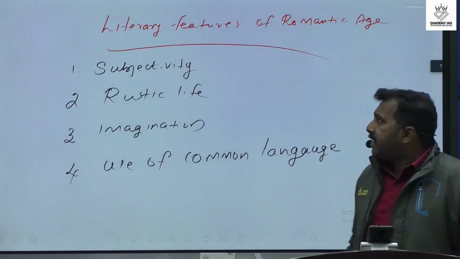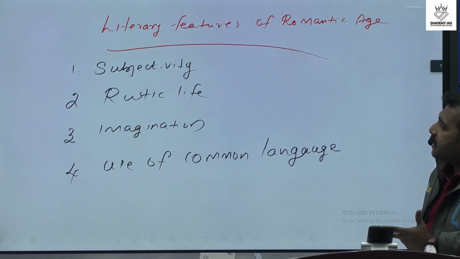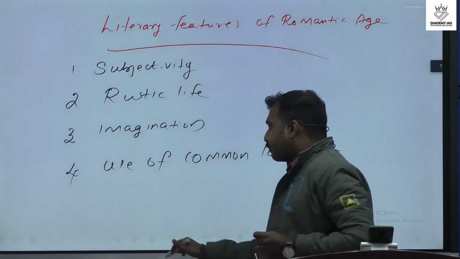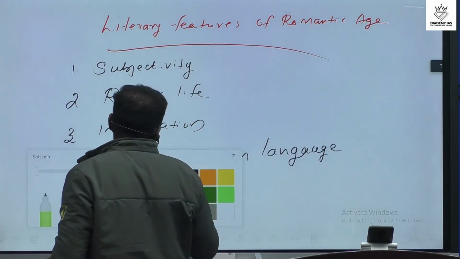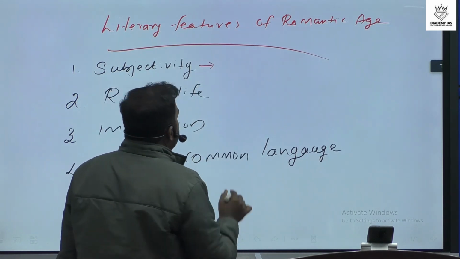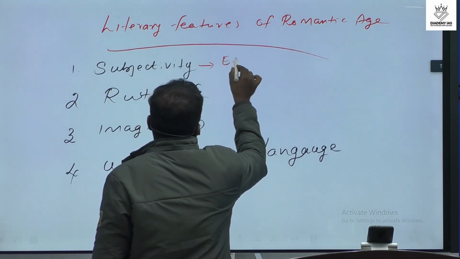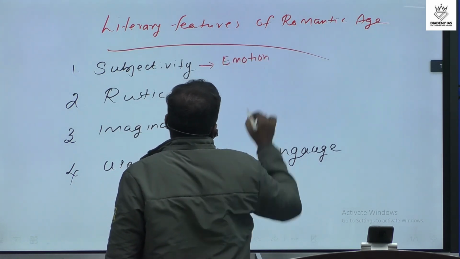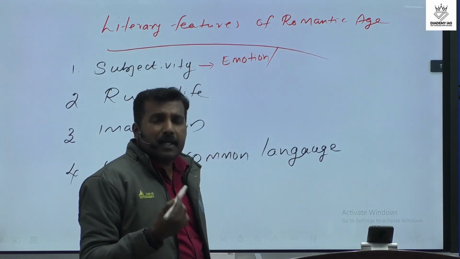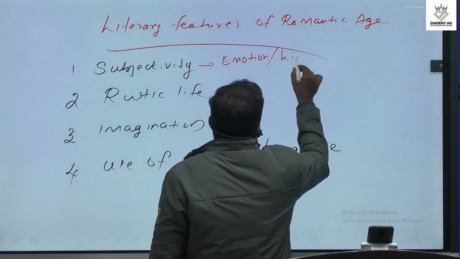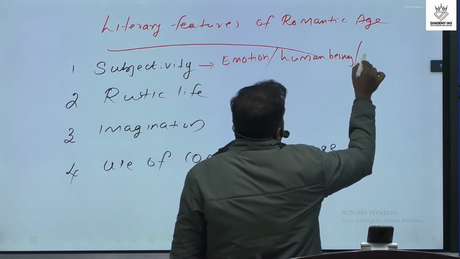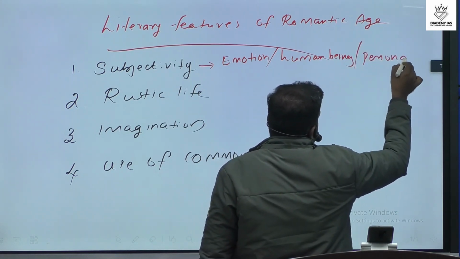Then let's discuss what is subjectivity, what is rustic life, what is imagination, and what is use of common language. Here, subjectivity means that it is mainly based on emotion. We already said that the Romantic age mainly gave priority to human beings or personal experience.